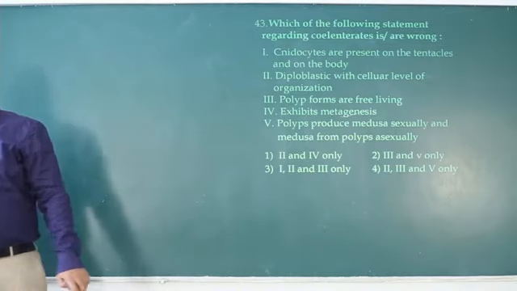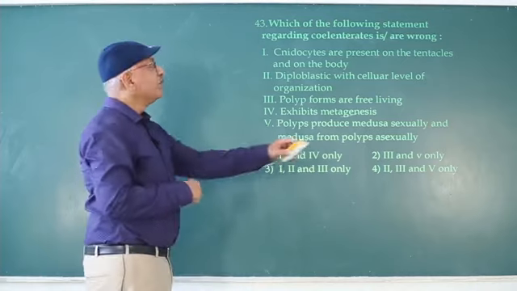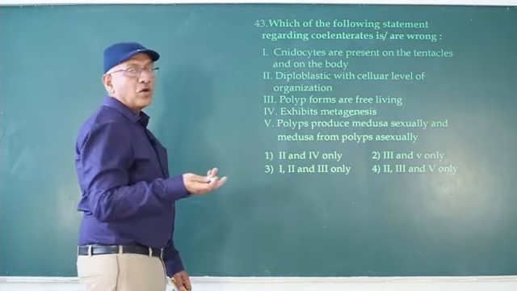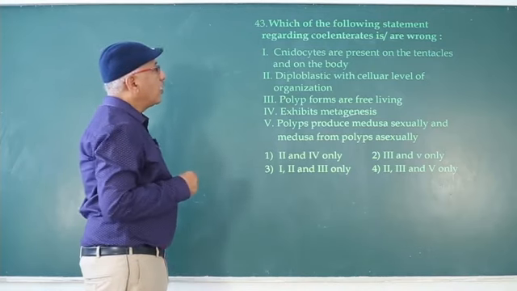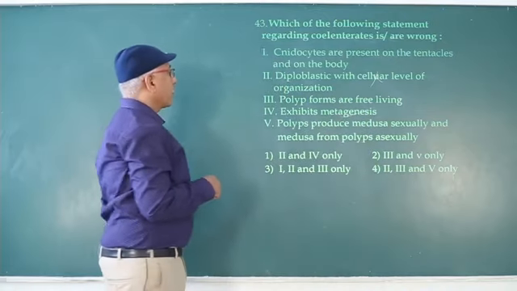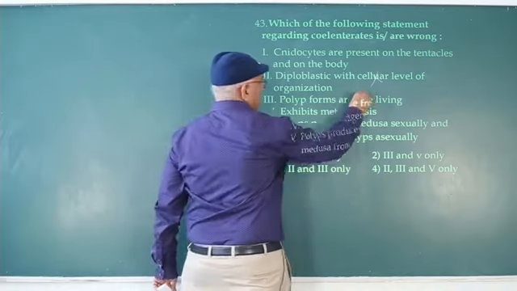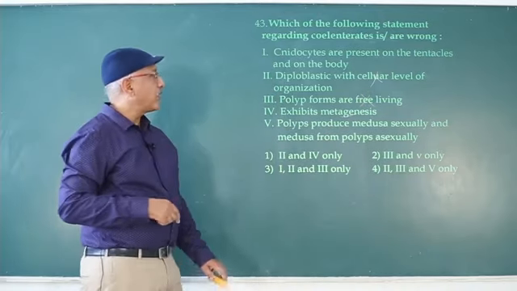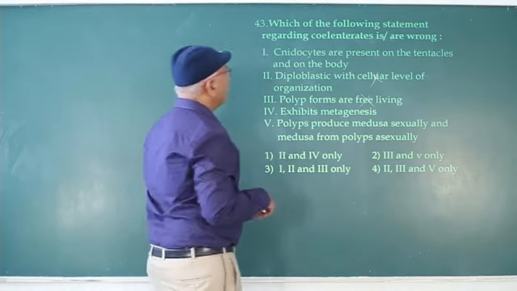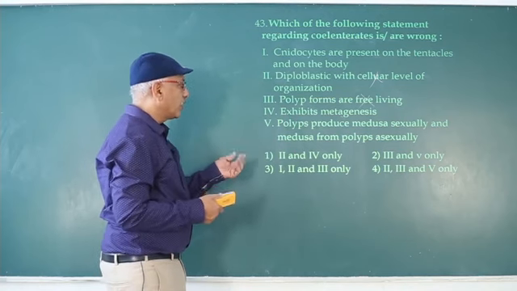Next one. Which of the following statements regarding Coelenterata is wrong? Cnidocytes are present on the tentacles and on the body surface, correct. Diploblastic with cellular level of organization, correct. Polyp forms are free living, wrong. Polyps are sedentary, fixed to the substratum. Exhibit metagenesis, some exhibit metagenesis, okay.